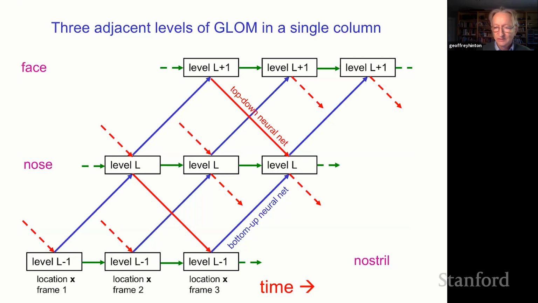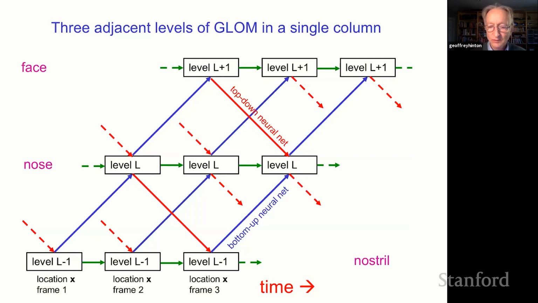There's the green arrow, and for static images, the green arrow is rather boring. It's just saying you should sort of be similar to the previous state of level L. So it's just doing temporal integration. The blue arrow is actually a neural net with a couple of hidden layers in it. I'm just showing you the embeddings here, not all the layers of the neural net. We need a couple of hidden layers to do the coordinate transforms that are required.